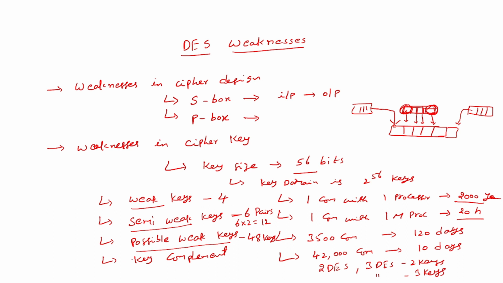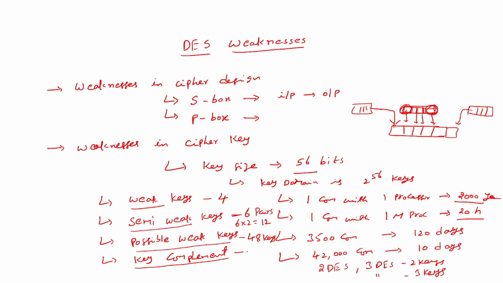And next thing is key complement. Complement means inverting the bits. If there is 0, you need to write 1. If there is 1, you need to write 0. So out of 56-bit keys, half of the keys are complement to the other half.